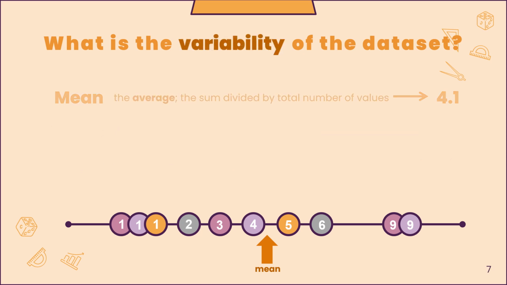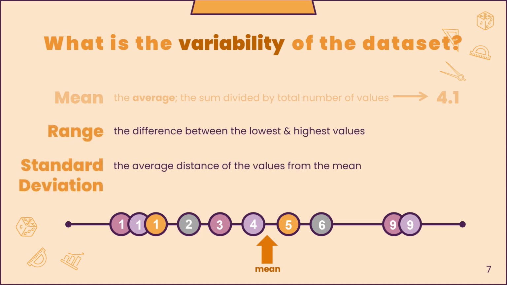But I want to know even more about this data set. What is the variability of the data set? What's the variance, right? How are these numbers different? Are they all scattered around? Are they clumped together? Are they on one end of the scale? Tell me more.